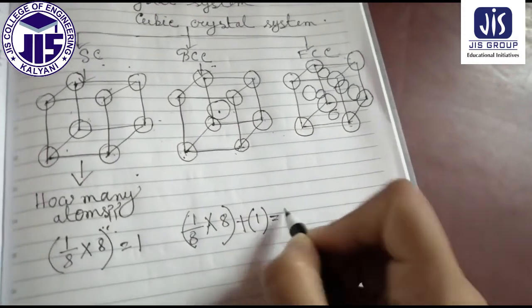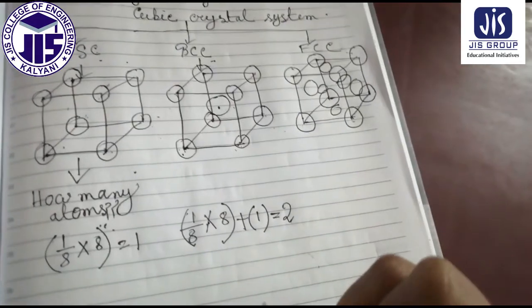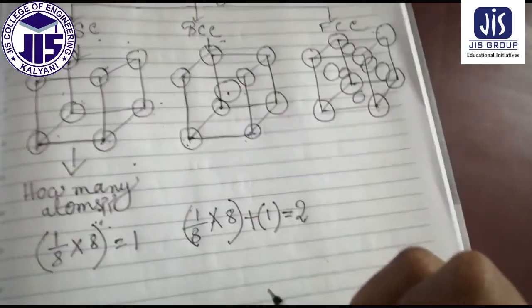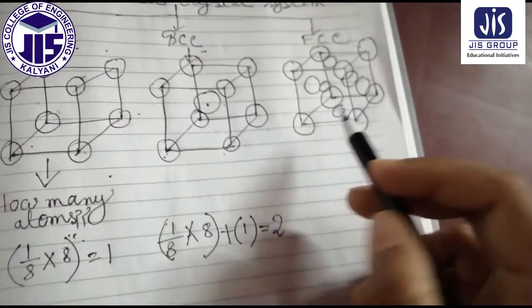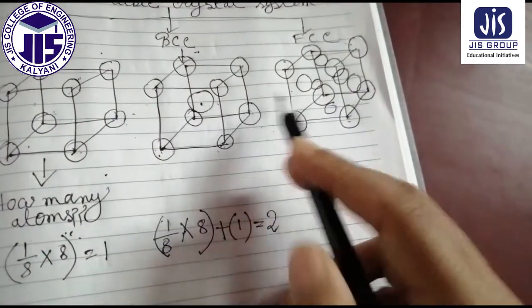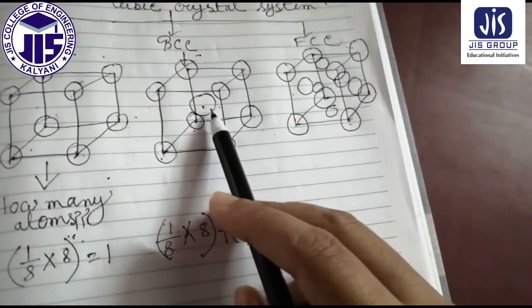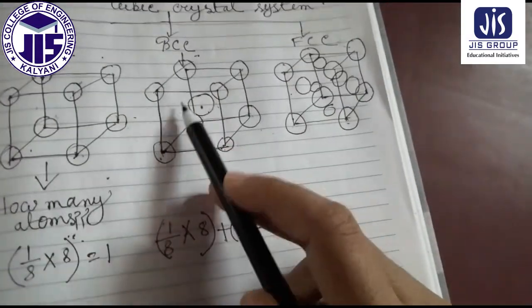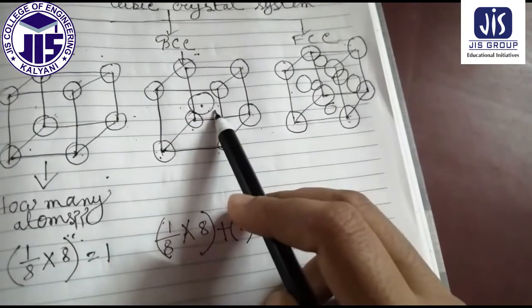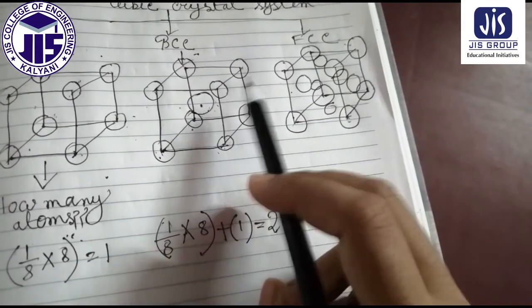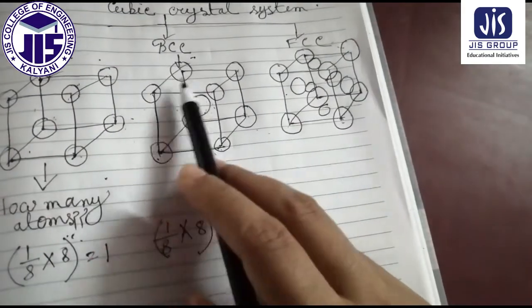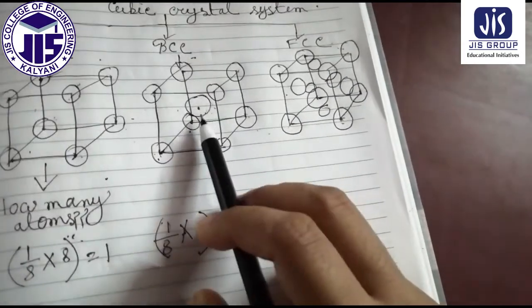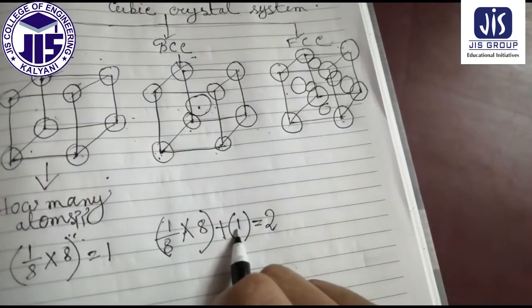So therefore 1 plus 1 gives us 2. Now if we go for FCC, what happens here? For FCC in this case the atom is at the center of the body. That means this atom cannot be shared with anyone. That's why this unit cell is getting the full atom, and it cannot be shared with anyone.